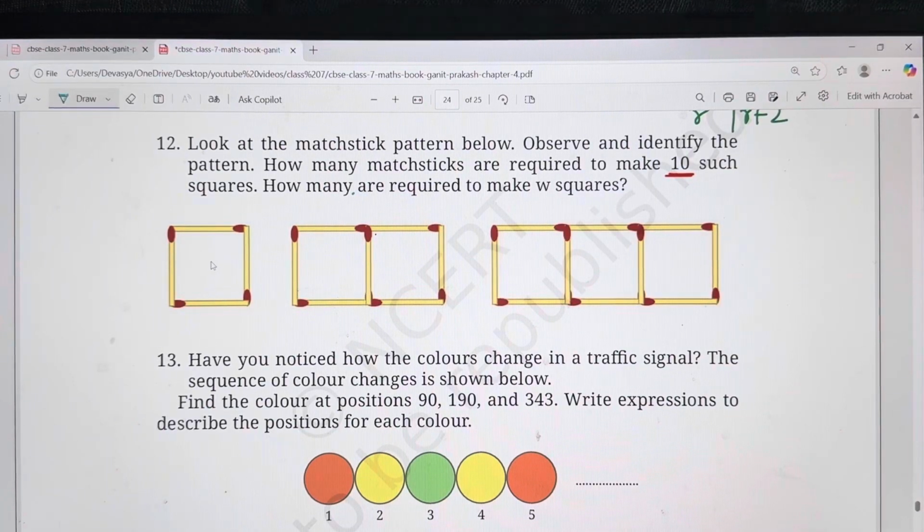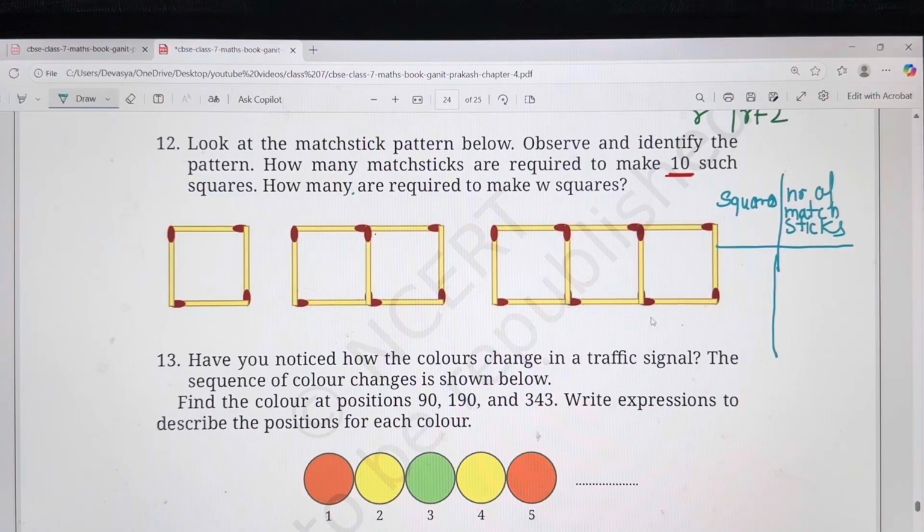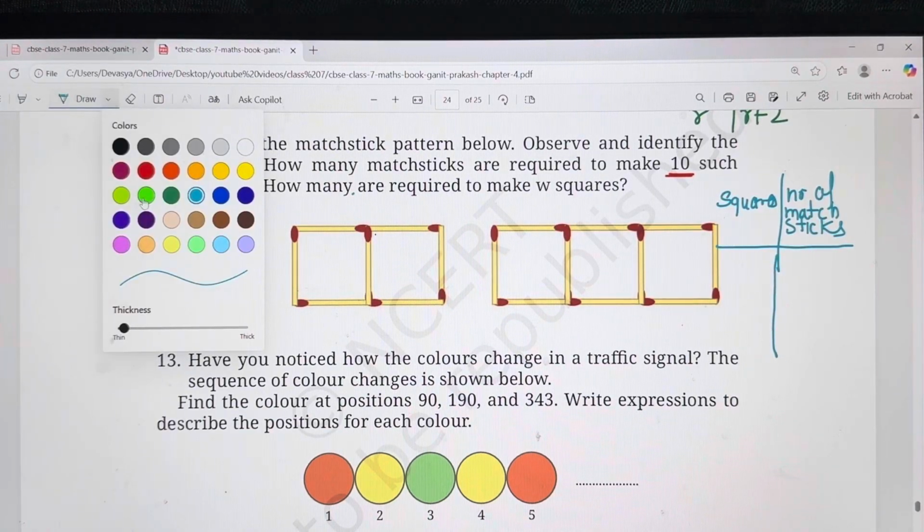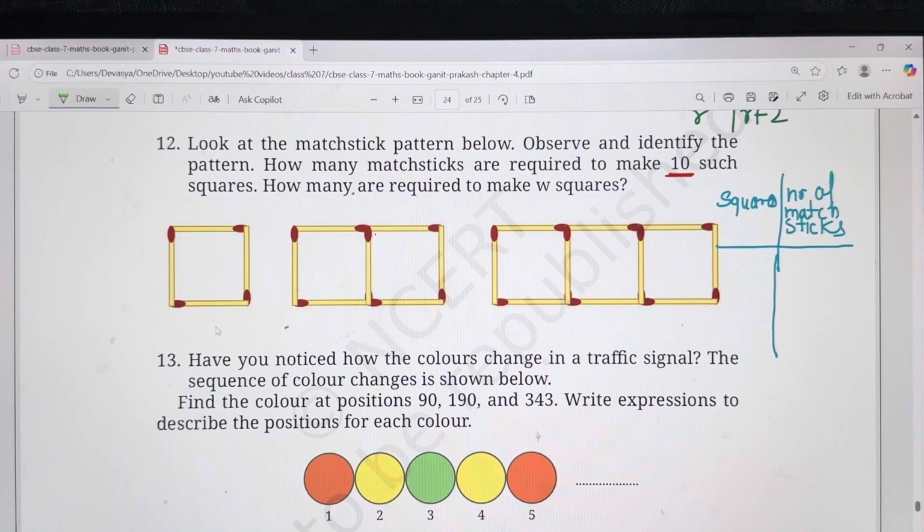First, let us see for one square, how many? We'll write here squares and number of matchsticks needed. Always form a table like this and then observe the pattern. Once you understand the pattern, you can form an expression with that. So for one square, 4 are needed. Forming one square, 4 matchsticks are needed.